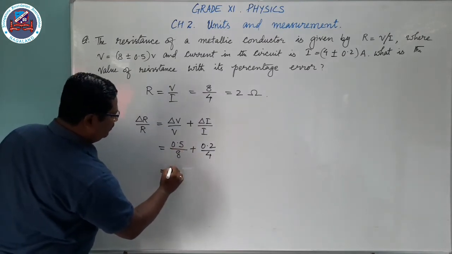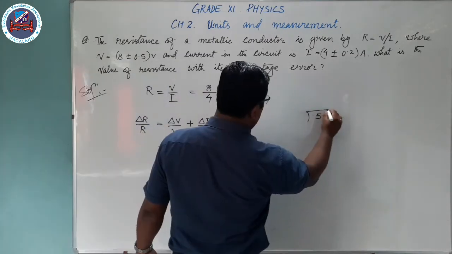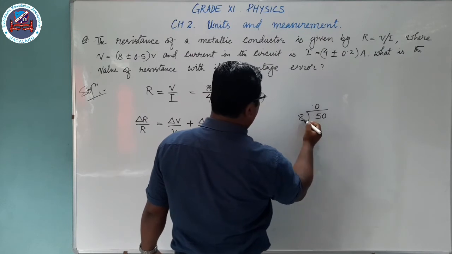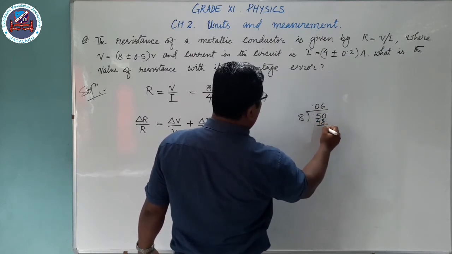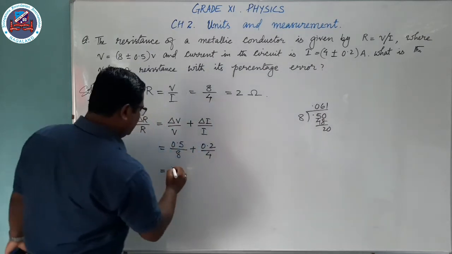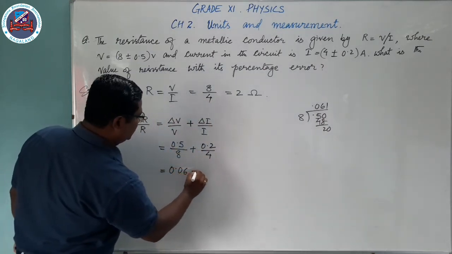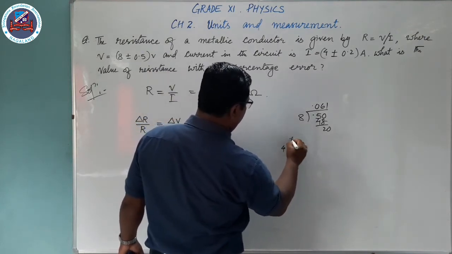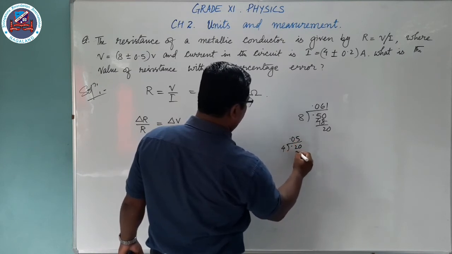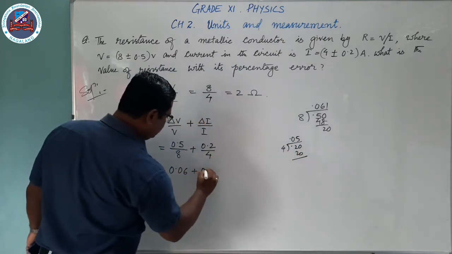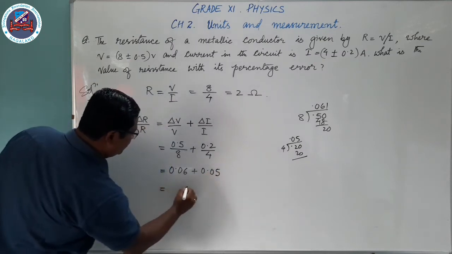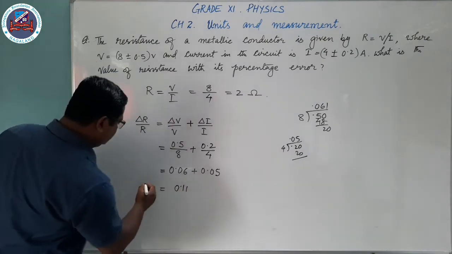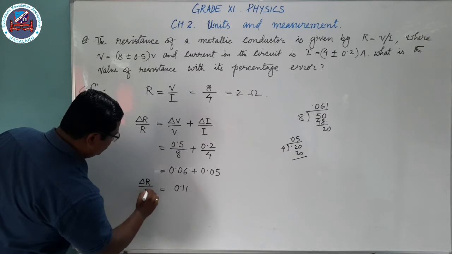0.5 divided by 8: point, cannot divide, you put 0. Then 8 6s are 48, 8 1s are 8, you can neglect it. 0.06 plus 0.2 divided by 4: point, cannot divide, 0 you put, 4 5s are 20, so it will come out as 0.05. Total 0.11. Like this you will find out the relative error.